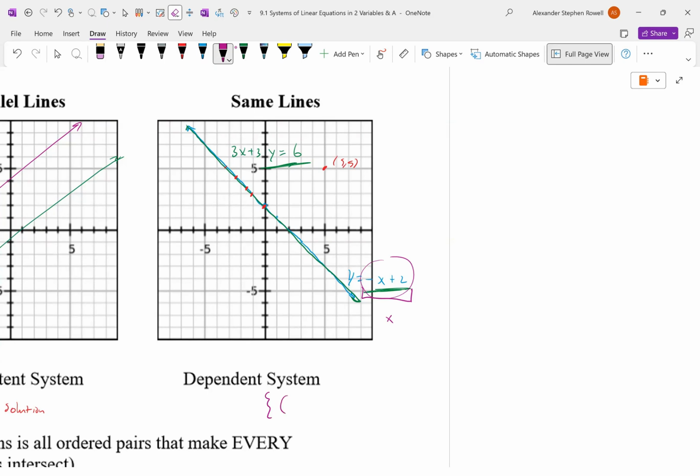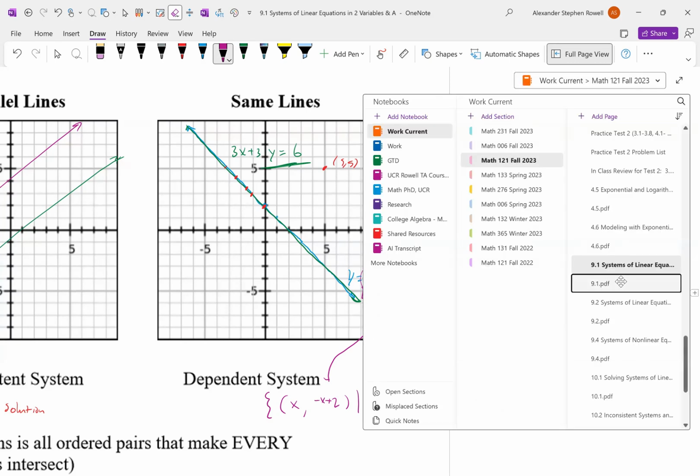ordered pairs of this form, where I plug x in, and for y, I plug in negative x plus 2, such that x is a real number. And this is how we're going to represent every value on the line. Any questions about that? And this is a dependent system.